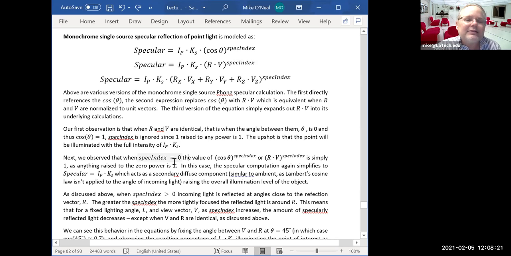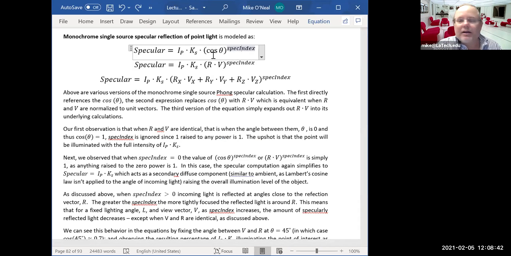Well, that happens when the spec index is 0, because anything raised to the 0 power is 1, right? Anything raised to the 0 power is 1. So if spec index is 0, it doesn't matter what the cosine of the angle is, because the light's going to go out in all directions equally. So again, when the spec index is 0, you revert back to this. You're going to get 100% of whatever light there is. It just becomes another ambient component.